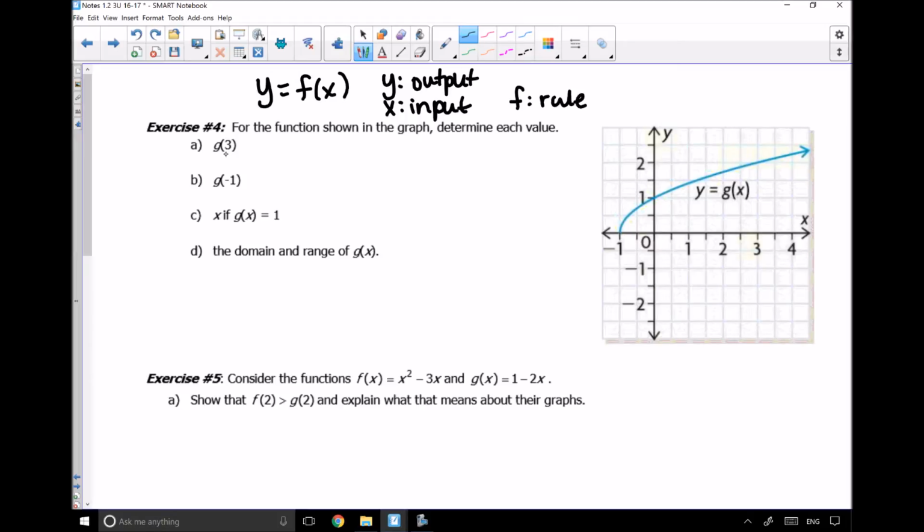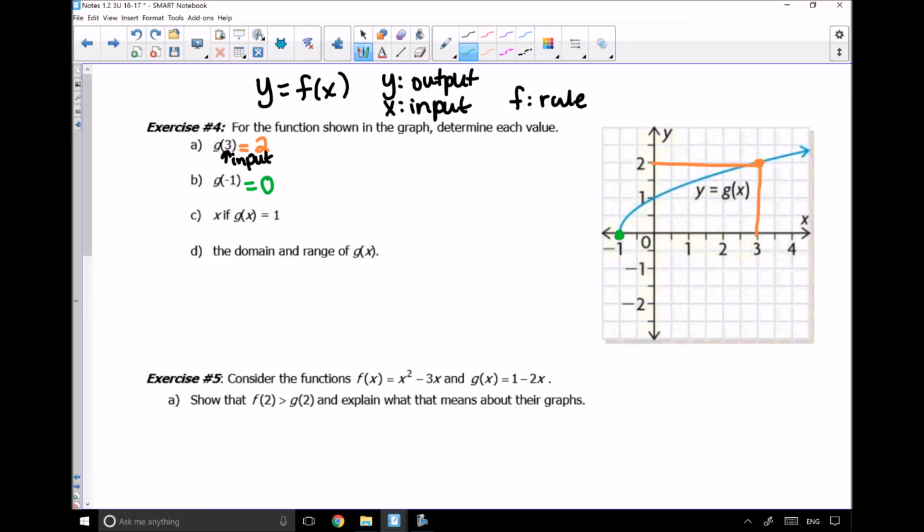So this is saying essentially if my input is 3, or if my x value is 3, what's my output in my graph? So I'm going to go to 3 on my graph, and I'm going to go up and I see that its corresponding y value is 2. So g of 3 is equal to 2. Okay, let's do the next one. I'm going to go to -1 on my graph because this -1 is my input. So I'm going to go to my x value, and its corresponding y value is 0, or its corresponding output is 0. So g of -1 is 0.